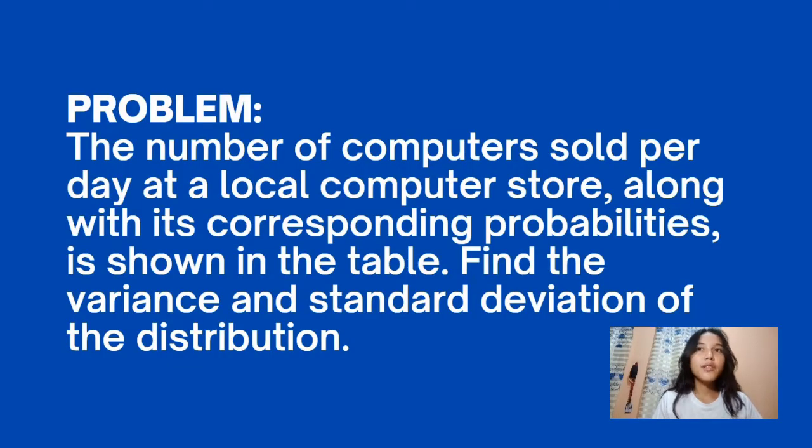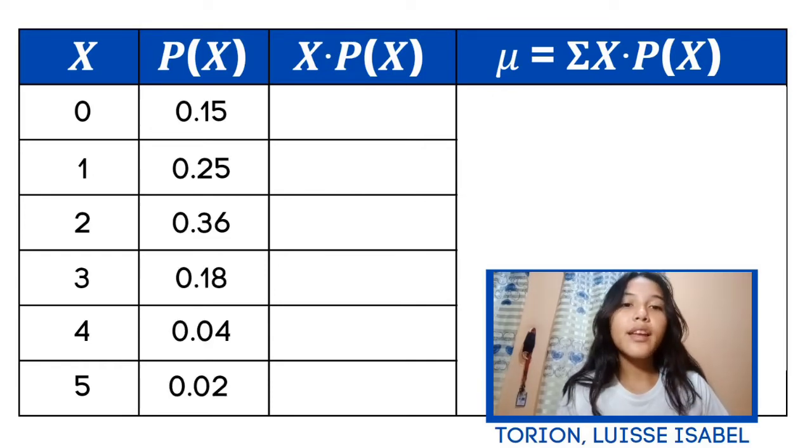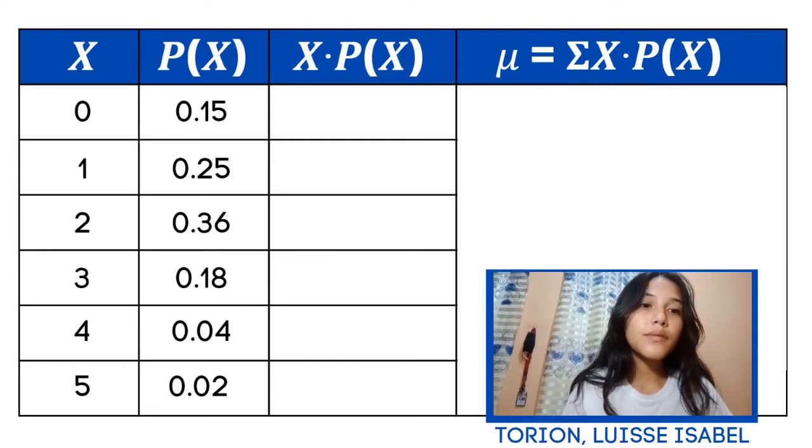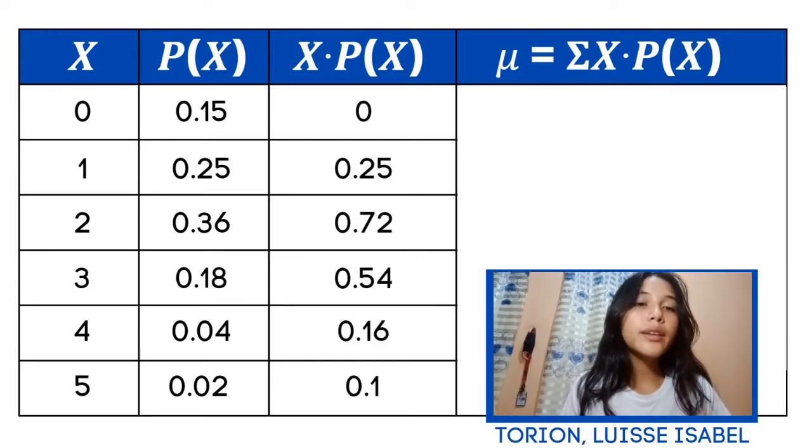In number 4, the number of computers sold per day at a local computer store, along with its corresponding probabilities, is shown in the table. Find the variance and the standard deviation of the distribution. To organize and find the variance and the standard deviation, in the first column in the table, I listed all of the numbers of computers sold as x. Then in the next column are the probabilities of the random value x.